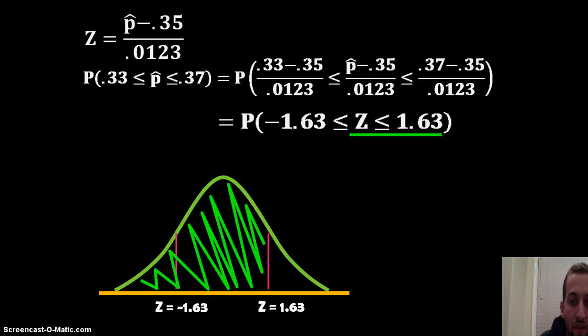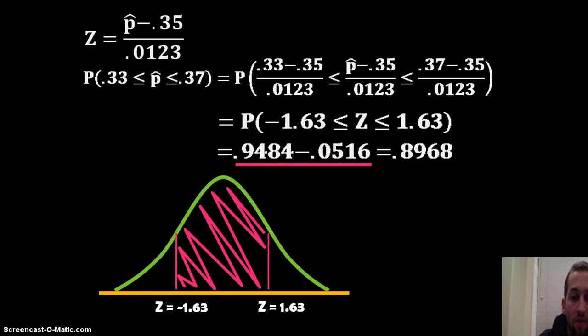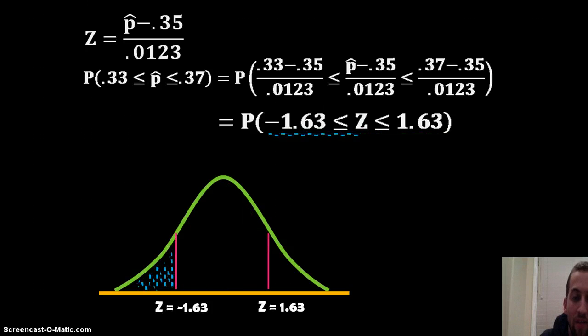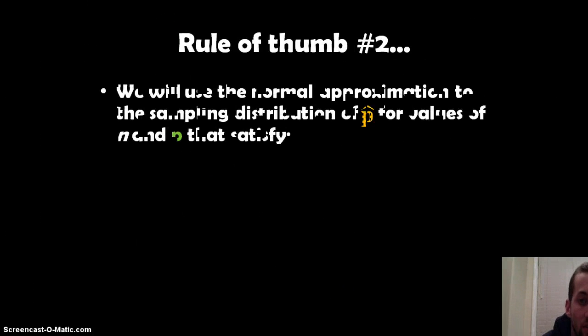And that underlying part, z less than or equal to 1.63, is all the green stuff, okay? It's kind of backwards the way we have to do this, but we find the area less than negative 1.63, and then we subtract. So we're doing the pink area: green minus the blue, and that gives us the area for greater than and less than. So we're doing that subtraction. Your calculator, nice, maybe you don't have to worry about that so much, because you just set the minimum at 0.33 and the maximum at 0.37. So kind of nice. That leads us to rule of thumb number 2.